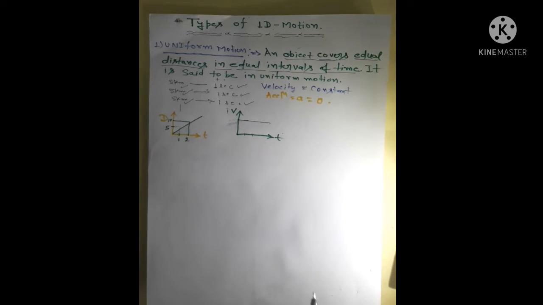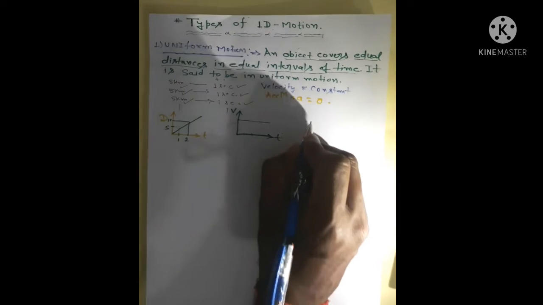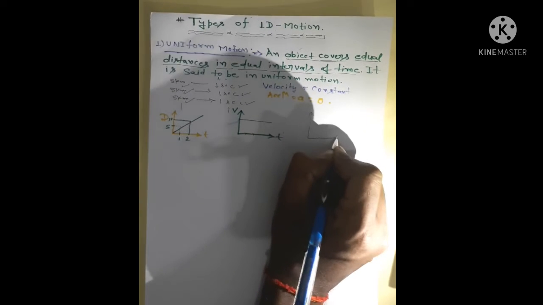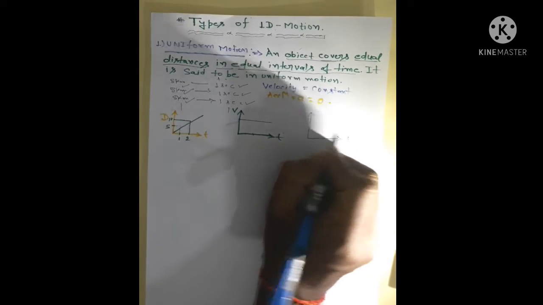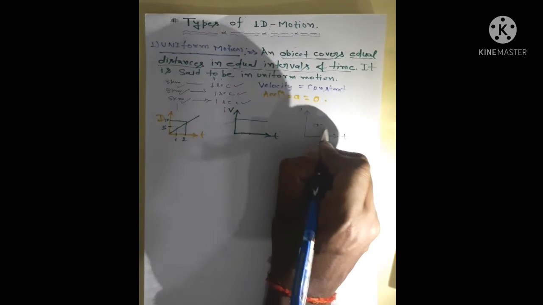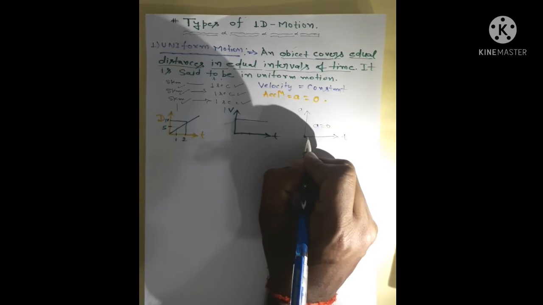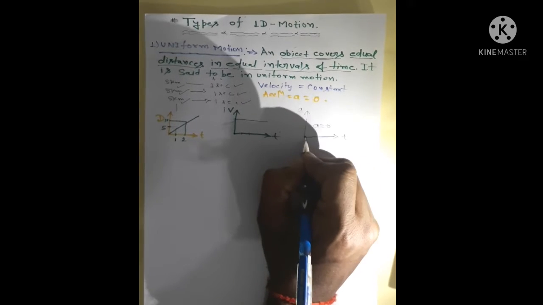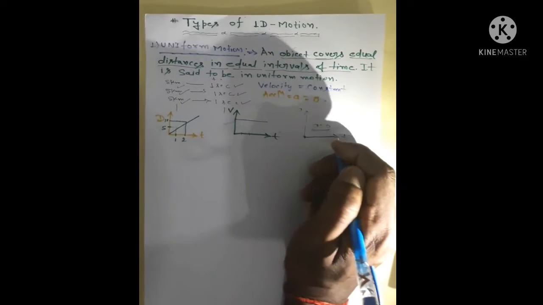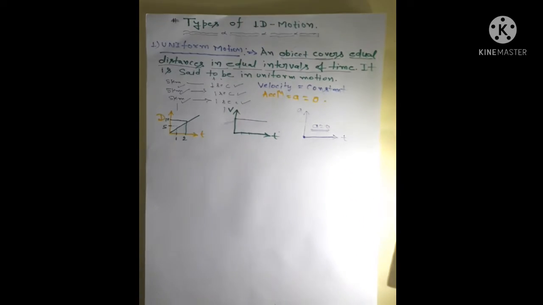Now the acceleration-time graph. The x-axis represents time and the y-axis represents acceleration. Here acceleration is constant, the graph is like this. Here acceleration is constant at all times. This type of motion is known as uniform motion.